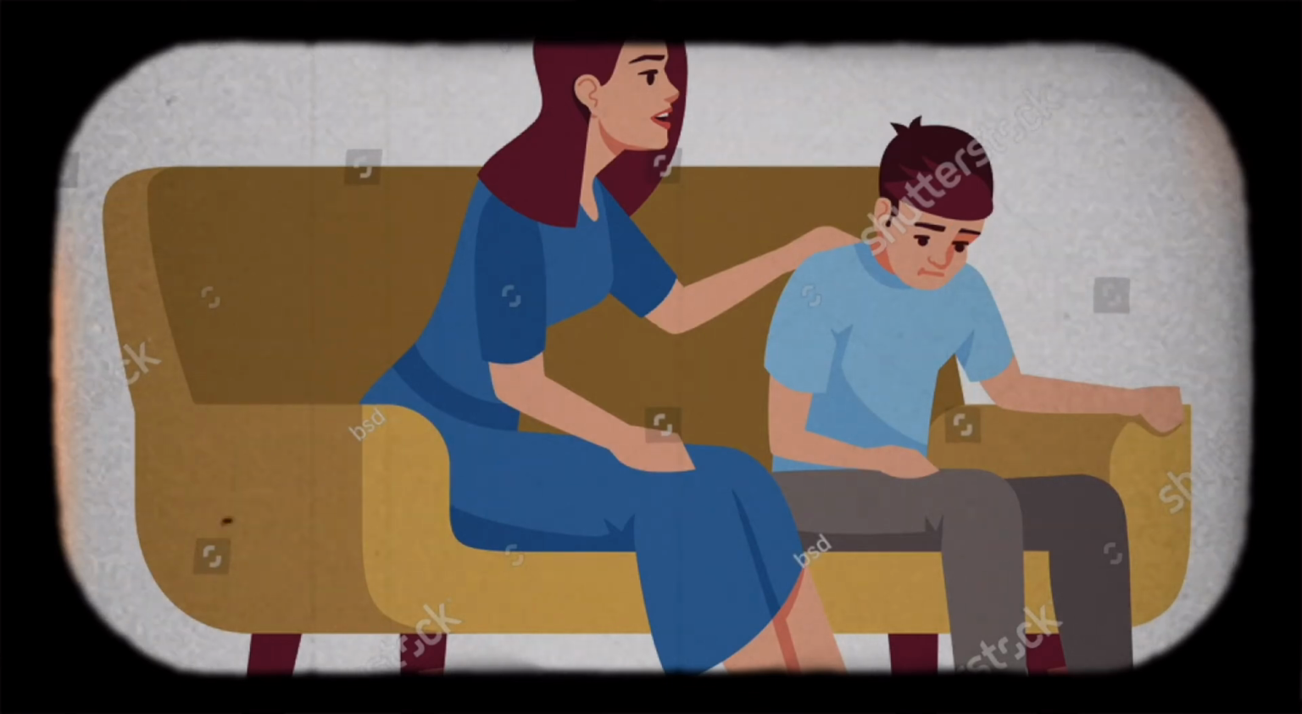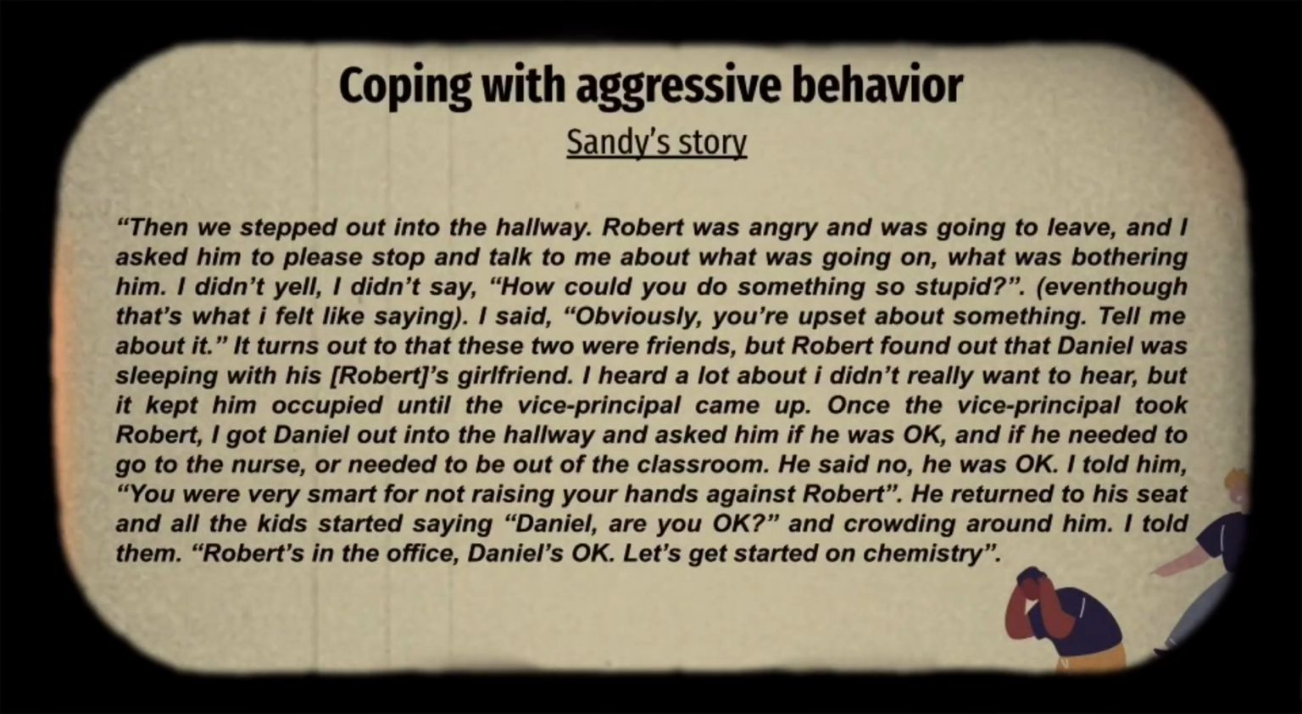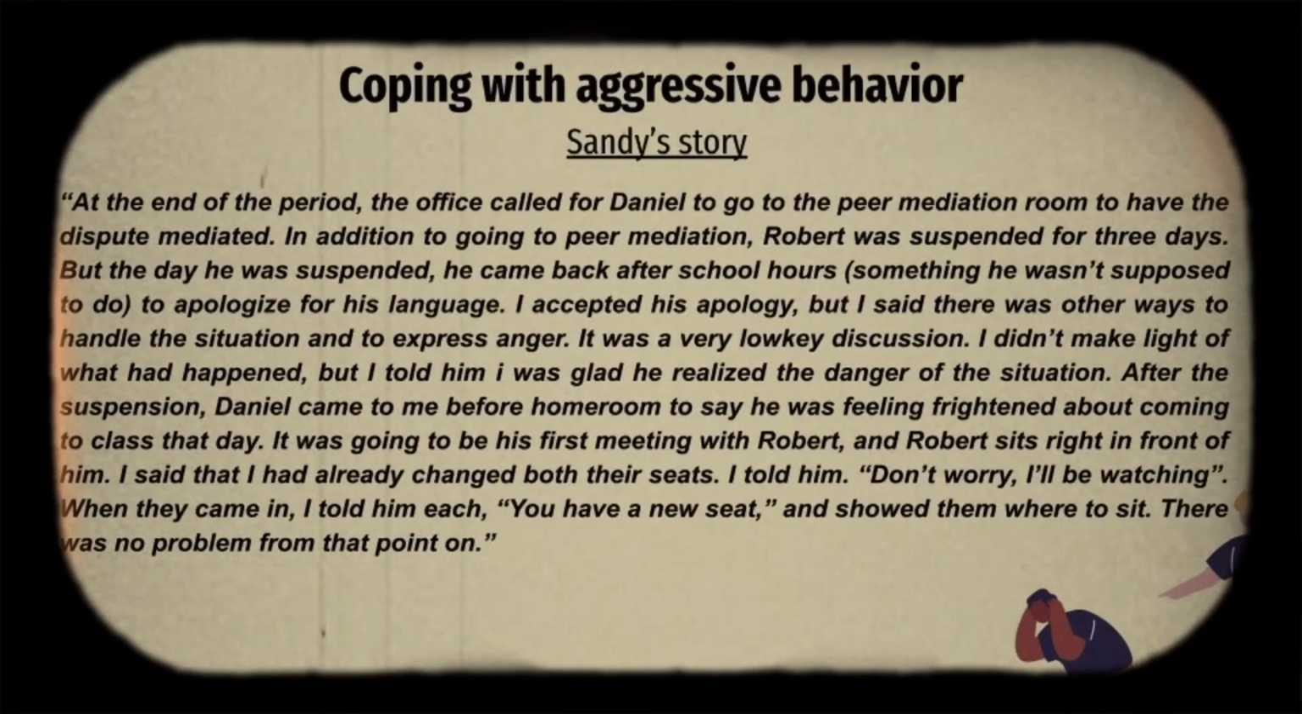He said no, he was okay, and I told him, "You were very smart for not raising your hands against Robert." So he returned to his seat, and all the kids started saying, "Daniel, are you okay?" and crowding around him. I told them, "Robert is in the office, Daniel is okay, let's get started on chemistry." At the end of the period, the office called for Daniel to go to the peer mediation room to have the dispute mediated. In addition to going to peer mediation, Robert was suspended for 3 days.